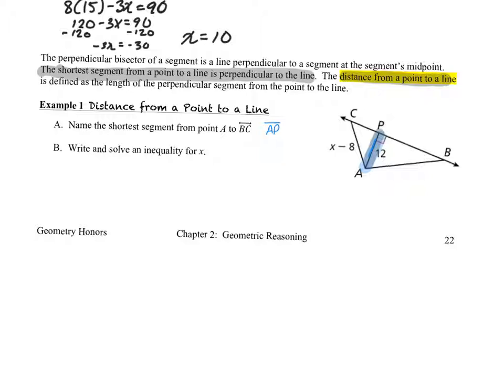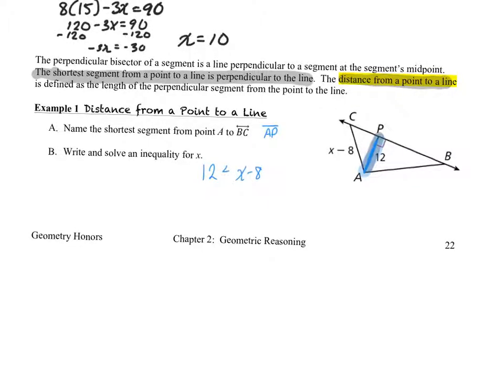Write and solve an inequality. Well, since we know that that's the smallest side, that means that 12 is going to be less than x minus 8, the length of the other side, AC. And so then I can solve this, add 8 to both sides, and I get 20 is less than x. Usually we write the variable first, so I would have to flip this whole inequality around so that less than becomes greater than. Now x is greater than 20.